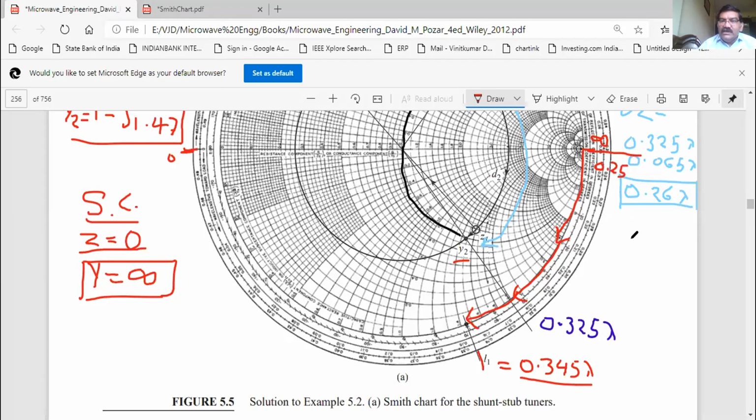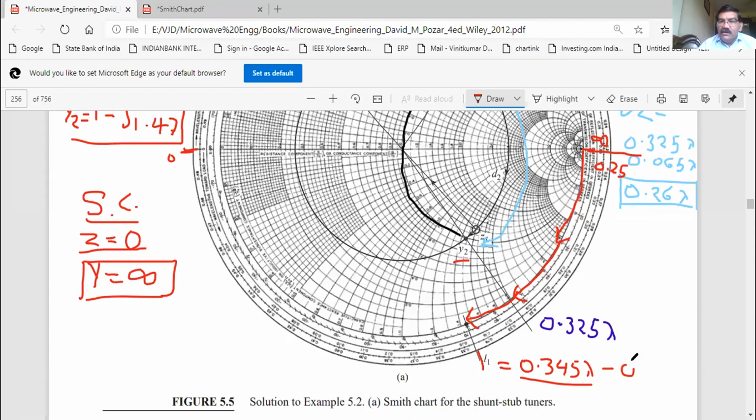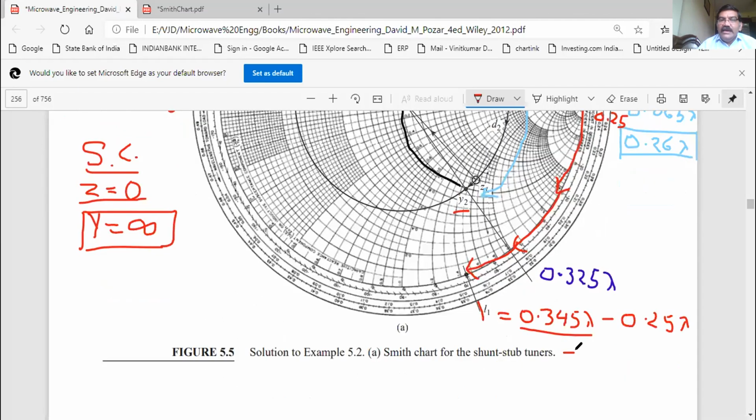Now for the L1, this is the reference, so you have to subtract this from 0.25 lambda. What will you get? L1 equals, correct, 0.095 lambda. This is your value of L1.